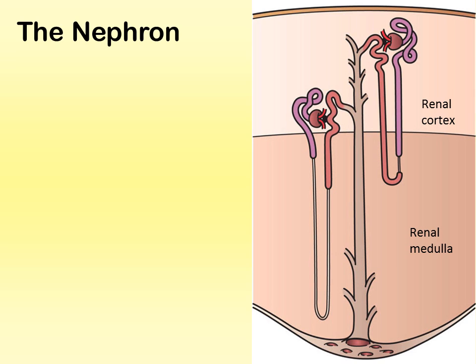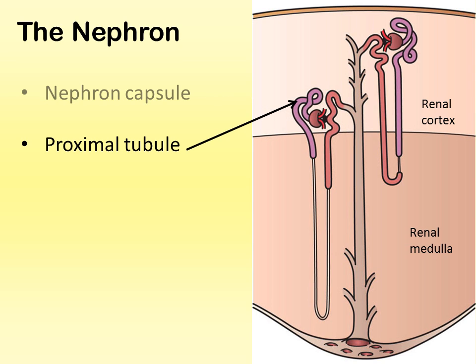So let's take a look at a simpler representation of the nephron, as you can see in this diagram here. There's that first part, the nephron capsule, that we were just looking at, where the blood is initially filtered. The next region of the nephron is called the proximal tubule, and you can see it as the thickened purple portion here in this diagram.